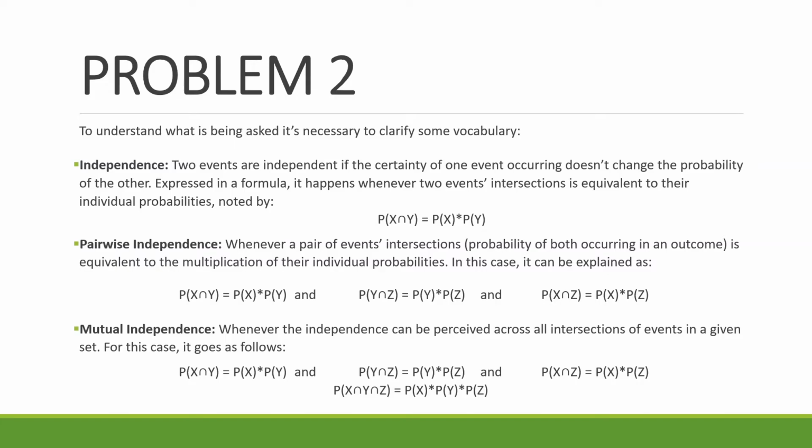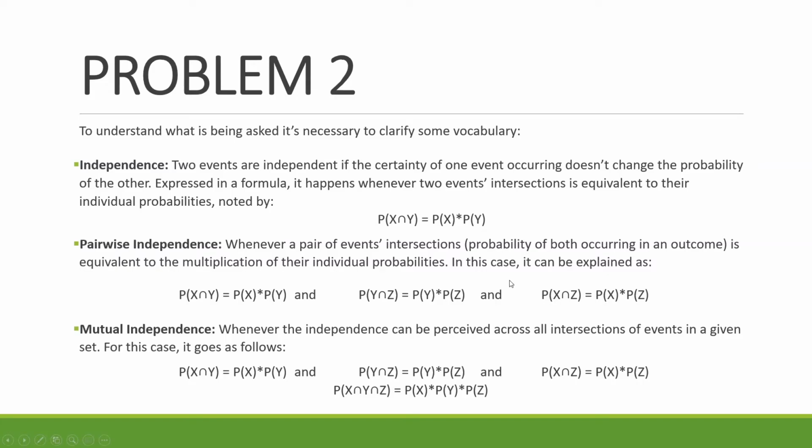In a formula, it happens when the intersection of two events is equivalent to the multiplication of their individual probabilities. This is noted by P of x and y is equal to P of x times P of y.